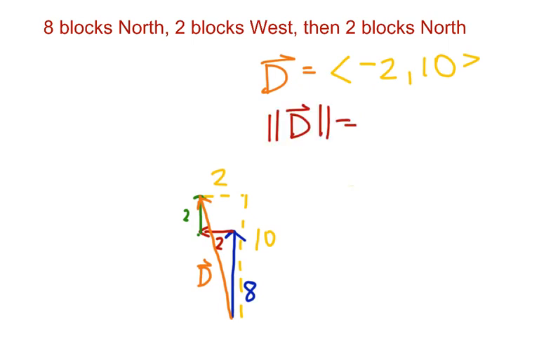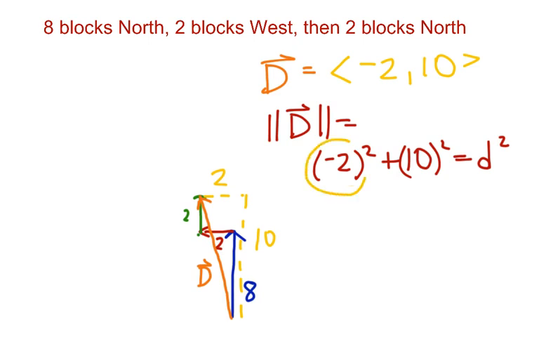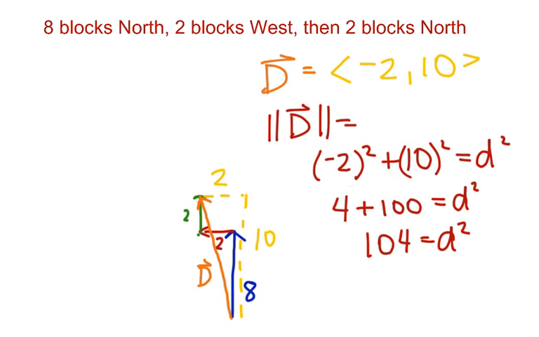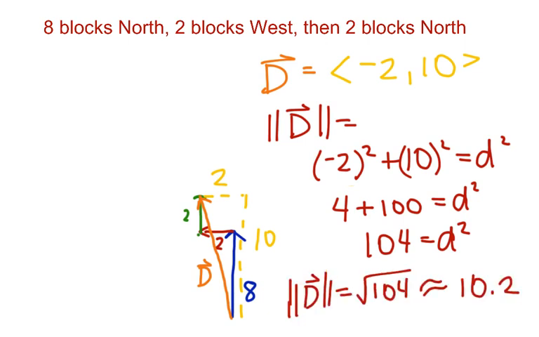Okay, the magnitude of the displacement. So if she could have walked a straight path instead of turning at different places, how far would that be? So you're going to do (-2) squared. So remember what we've talked about, that is -2 times -2. Make sure you get the sign right. And then plus 10 squared, so it's going to be 4 plus 100. That's 104 is equal to D squared. D is equal to the square root of 104, which is approximately 10.2. So in this case, because she was walking blocks, it would be approximately 10.2 blocks.